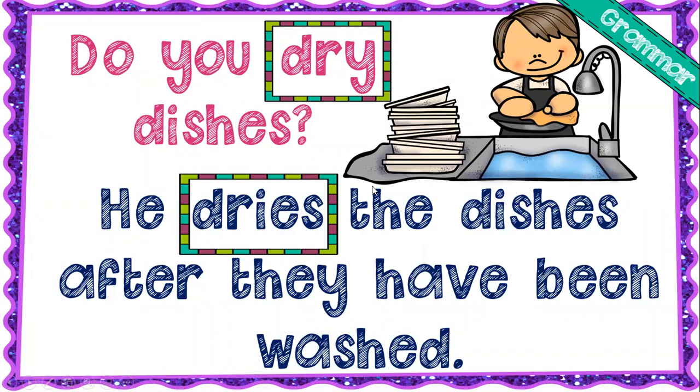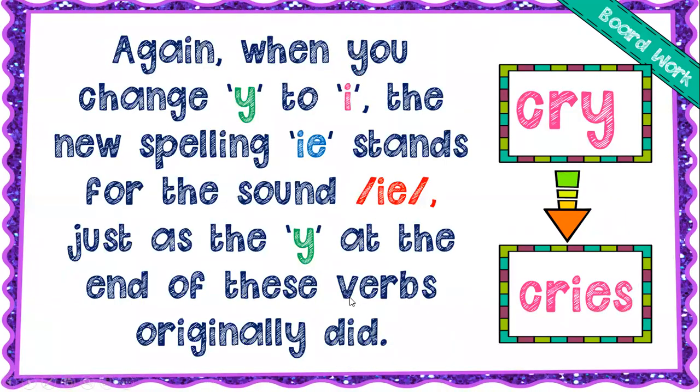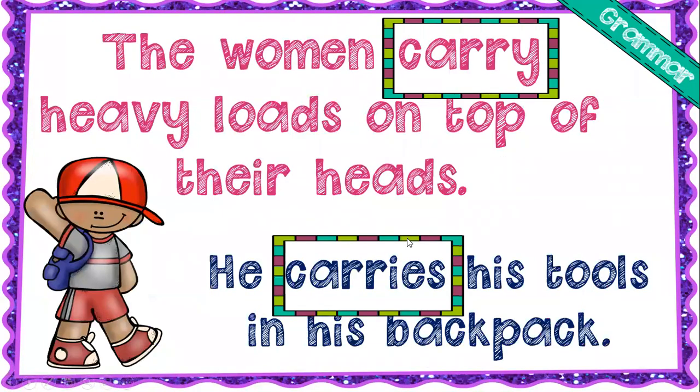Do you dry the dishes? Now, dry is consonant Y. So in the next sentence, he dries the dishes after they have been washed. We drop the Y and add IES to make that sentence make sense with dries. Again, when you change Y to I, the new spelling IE, that's that I sound, stands for the sounds I, just as the Y at the end of these verbs originally did. So cry, cries, that IE takes on that same sound.